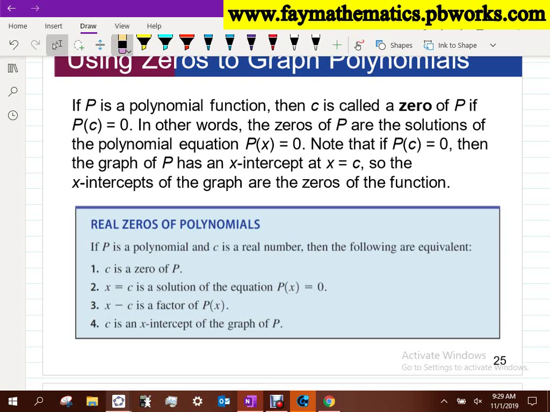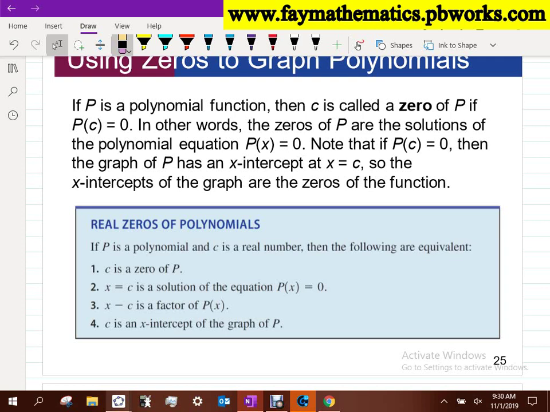So if P is a polynomial function, C is called a 0 of P if P of C equals 0. Okay. So C is some random x value. If I have some polynomial, and I plug this x value in that they're calling C, and I evaluate my polynomial at that number, and it gives me 0 back, essentially a y value of 0, that means I would plot the point C, comma 0, right? Let's say C ends up being the number 3. If I plot 3, comma 0, what kind of point is that?